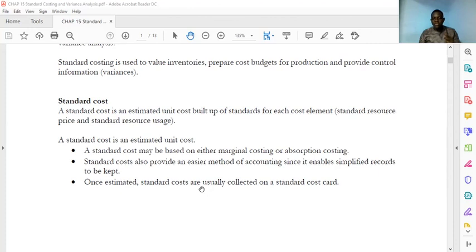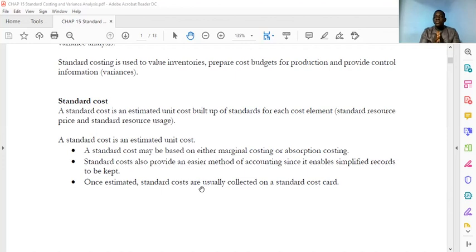Standard costs also provide an easier method of accounting since it enables simplified records to be kept. Once estimated, standard costs are usually collected on a standard cost card. So once we estimate the cost of a product, those costs are collected on a standard cost card, which will show, if you want to produce just a unit of a product, we will need so much materials, we will need so much labor, the direct expense of so much will be incurred. So that will be built into what is called a standard cost card.